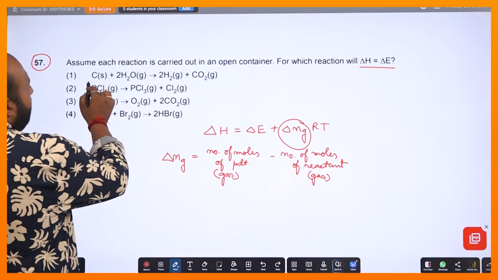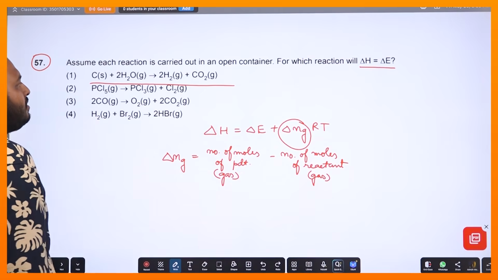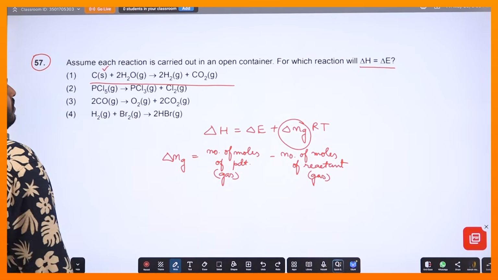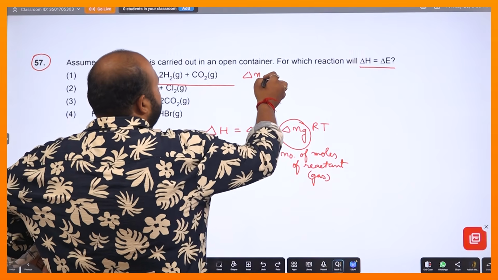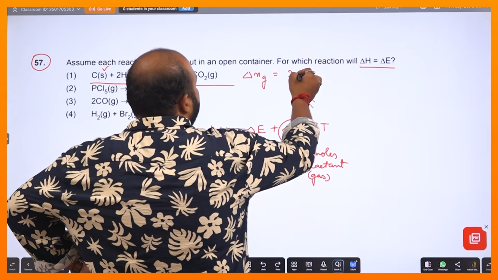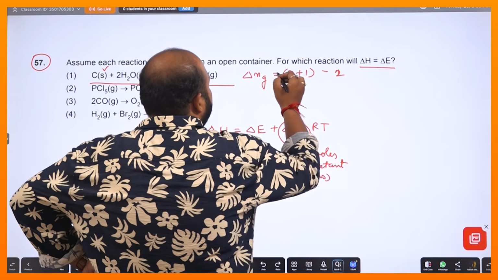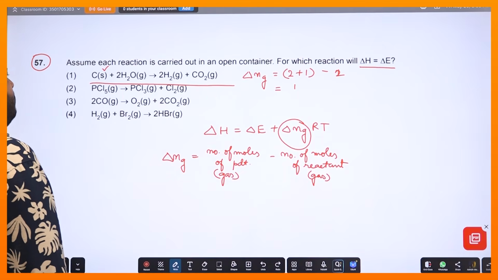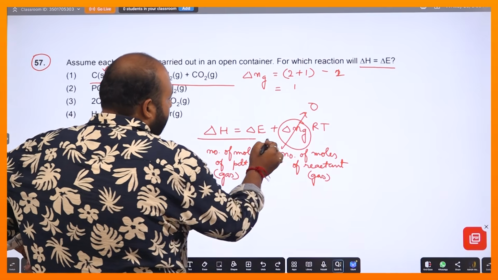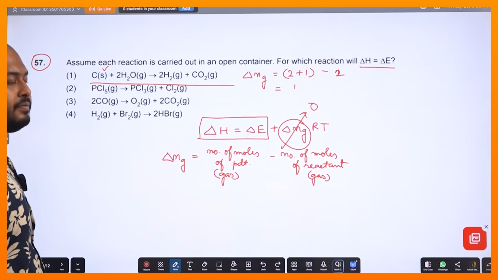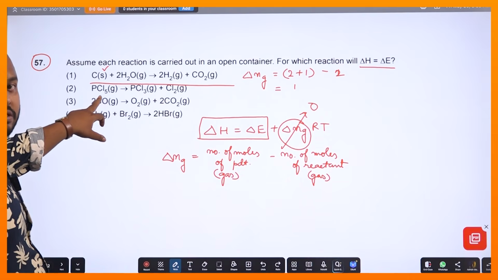For the first reaction, you can see that not all the components are in the gaseous state. The carbon is in solid state, so we cannot count its moles in the reactant portion. So del Ng here will be 2 plus 1 minus 2, so it will be 1. Wherever the del Ng value is equal to 0, only in that case will del H be equal to del E. So we have to check for which reaction del Ng is equal to 0.